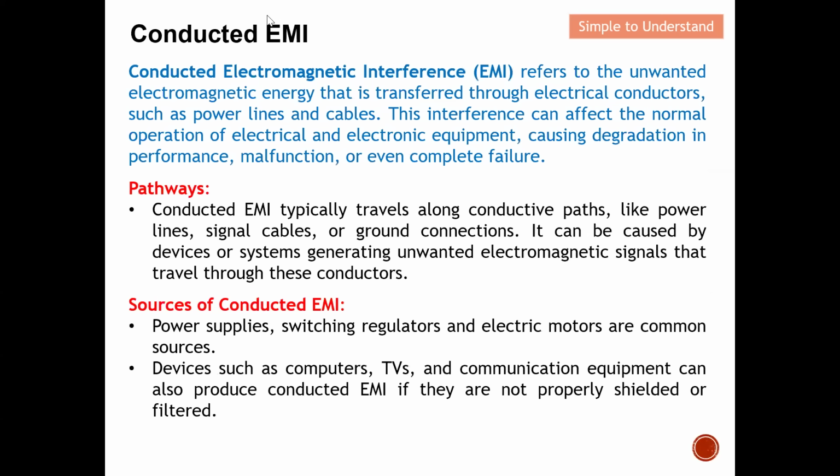Let's move on to conducted EMI. Conducted electromagnetic interference refers to the unwanted electromagnetic energy that is transferred through electrical conductors such as power lines and cables. This interference can affect the normal operation of electrical and electronic equipment, causing degradation in performance, malfunction, or even complete failure. So basically, this is the definition of conducted EMI.